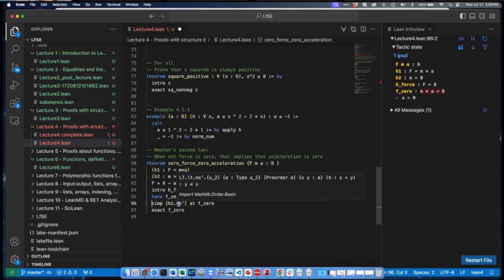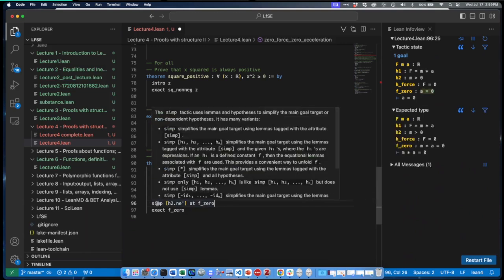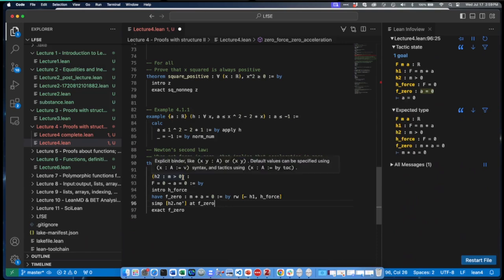Knowing that x is less than y, I know that x is not equal to y. And I know that y is not equal to x. So I apply this theorem at f0, and I'm able to go from m times a equals 0 to a is equal to 0, because I know that m is greater than 0. Do you find this with simp?